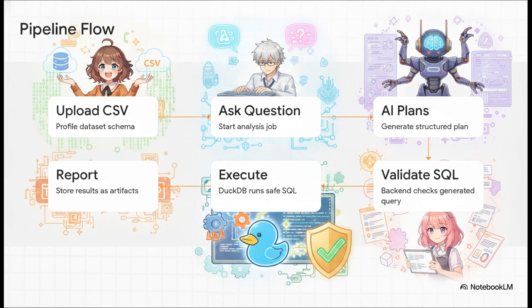Step 2, you create an analysis job with a natural language question. Maybe something like, what's our total revenue by category? Step 3, that temporal workflow kicks in and the AI generates a structured analysis plan. Step 4, and this is really where the magic happens, the backend intercepts and strictly validates the generated SQL. Step 5, the database executes that safe, read-only SQL against your CSV. And finally, Step 6, it stores the results and whips up a clean Markdown report.